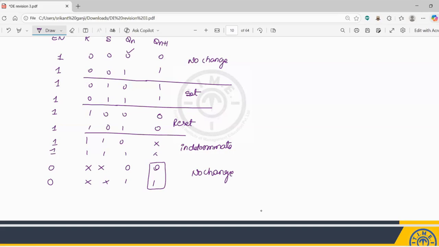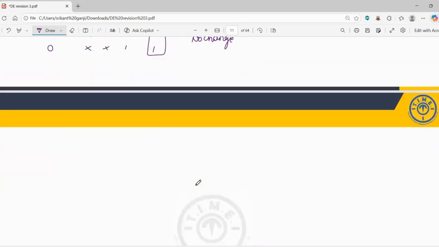Okay. So the next one is called the D latch, also called a data latch. Everything is stored in the form of data.